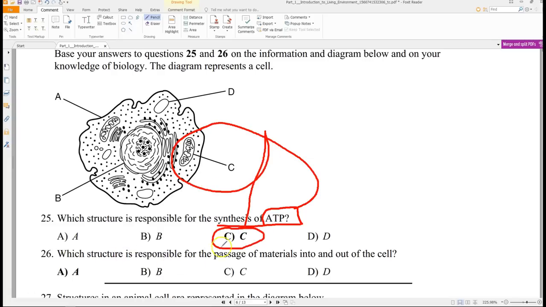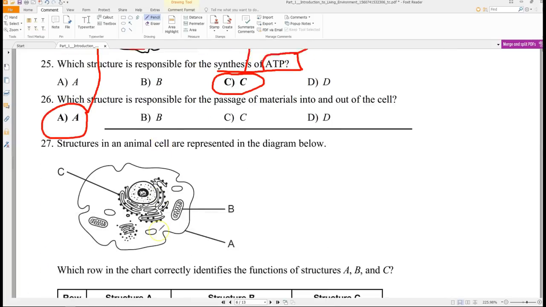Which structure is responsible for the passage of materials into and out of the cell? The outermost layer is responsible for the passage of materials in and out of the cell. That is choice A. It's pointing to the cell membrane.